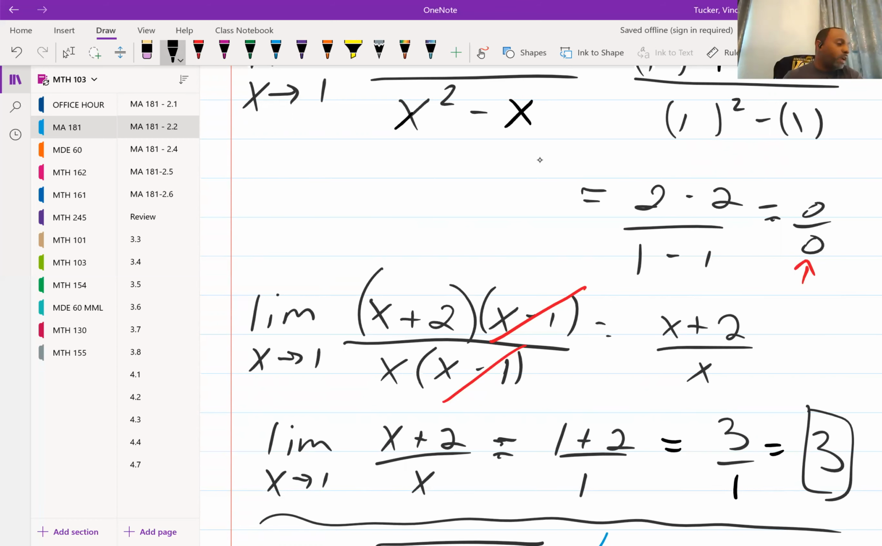So if plugging in a value for x initially creates a compromising situation like 0 in your denominator, then you have to go about some other means to find an answer for your limit. Any questions so far?